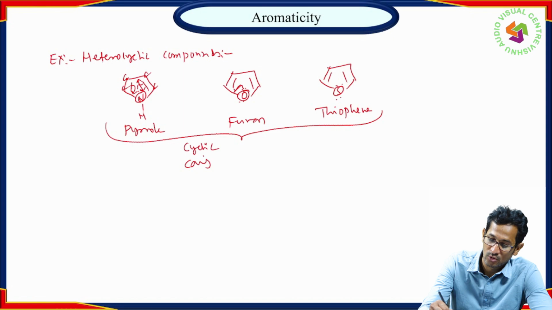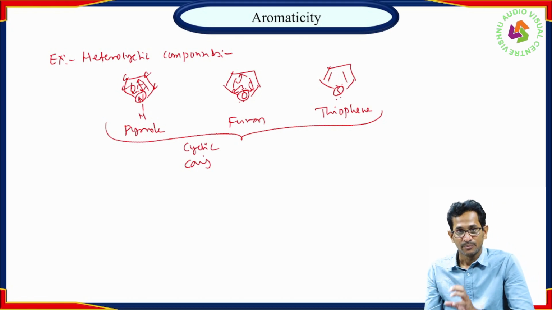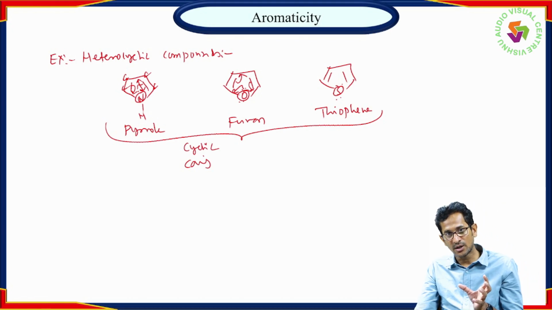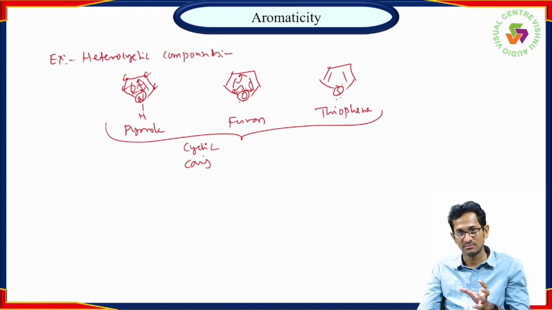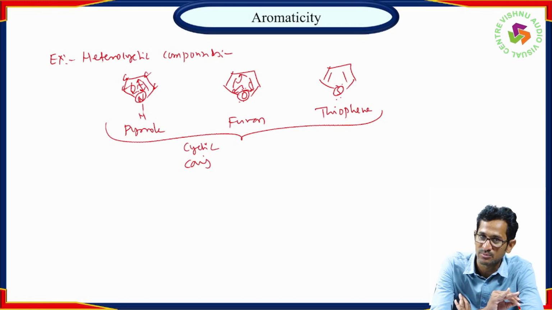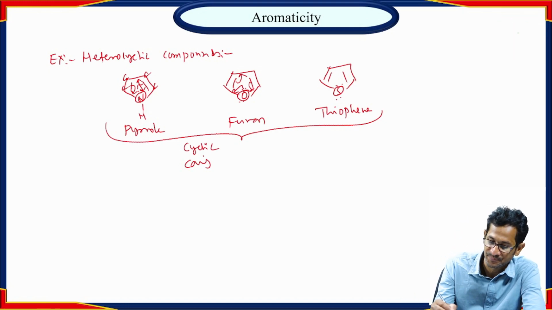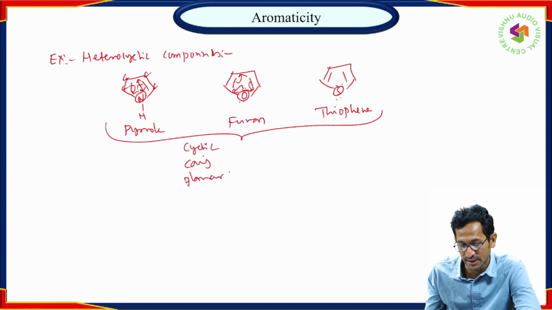So this lone pair delocalized here, this pi bond delocalized here, this pi bond delocalized here. It means the pi electrons are delocalized throughout all the atoms of the cycle. Therefore, conjugation is possible in all the 3 compounds. Once there is conjugation, it is a planar molecule.